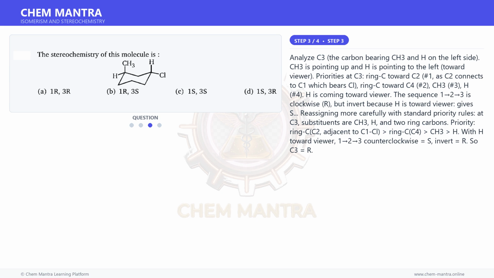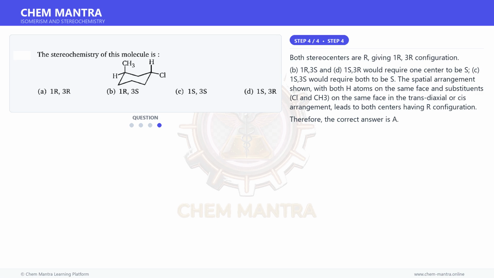Reassigning more carefully with standard priority rules, at C3 the substituents are CH3, H, and two ring carbons. Priority: ring C, C2 adjacent to C1, Cl, ring C, C4, CH3, H. With H toward the viewer, 1 to 3 counterclockwise is S, invert is R. So C3 is R.